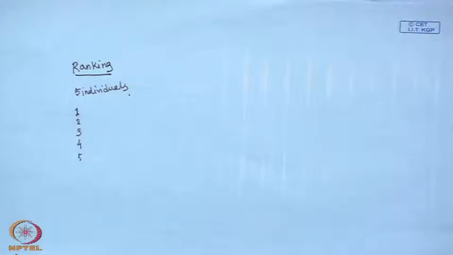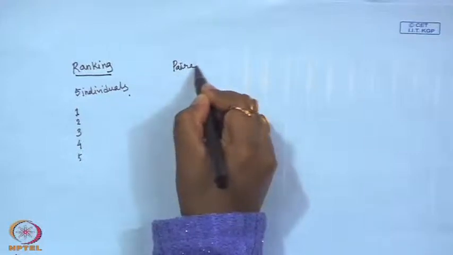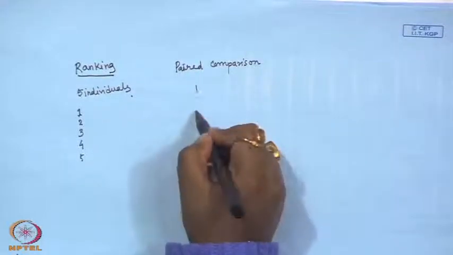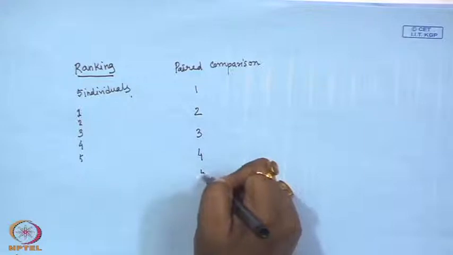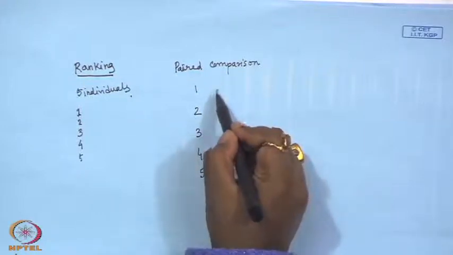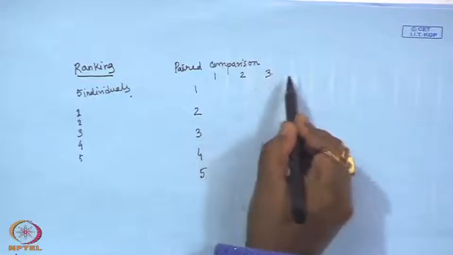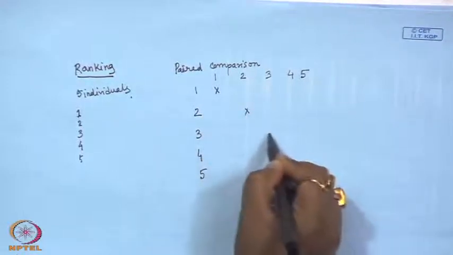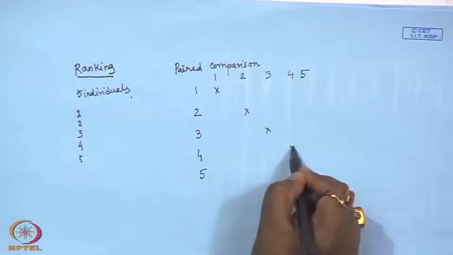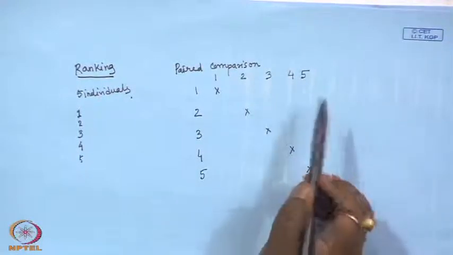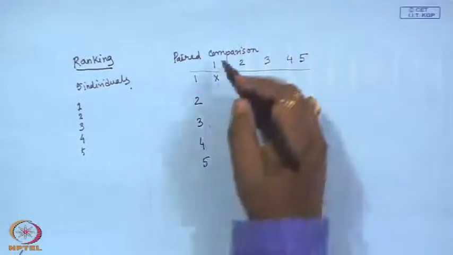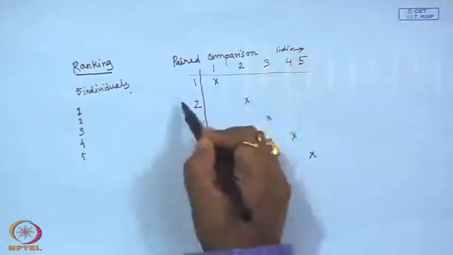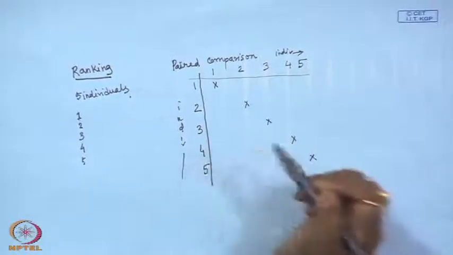But when we are talking of paired comparison, here what we are trying to do is compare all the 5 individuals in pairs.